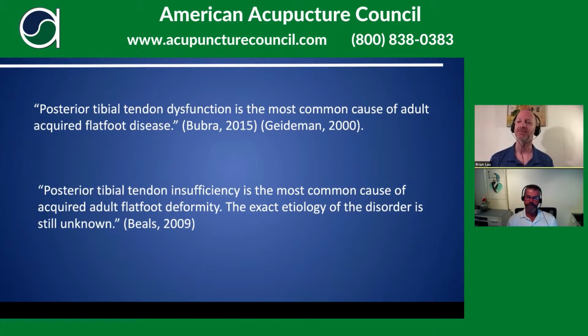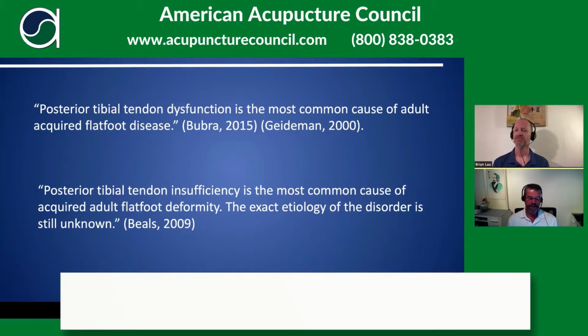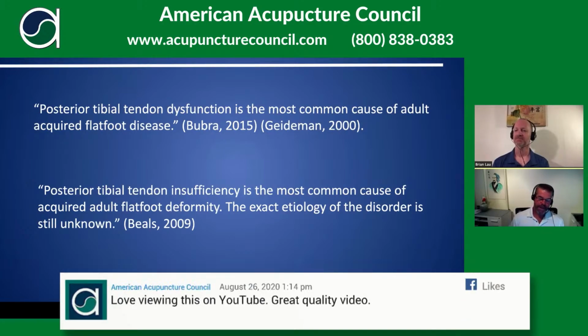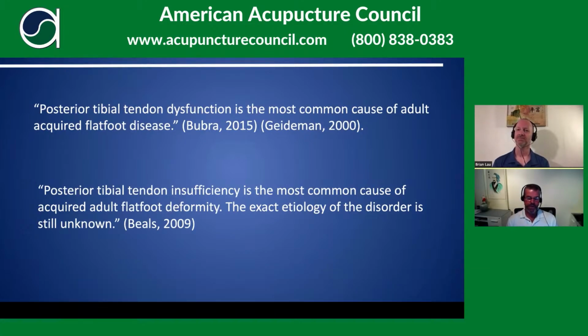Just some information from research. Actually, Matt, why don't you take this one? Yeah, so posterior tibial tendon dysfunction is the most common cause of adult acquired flat foot. So basically, we're just backing this up with acquired flat foot deformity. Beals states that posterior tibial tendon insufficiency, remember that's what attaches to the navicular bone that drops, is the most common cause of acquired adult flat foot deformity. The exact etiology of this disorder is still unknown, but for a TCM practitioner, I think it gives a lot of credit to looking at kidney qi and spleen qi when you're treating somebody with pes planus because they're coming in with an injury.